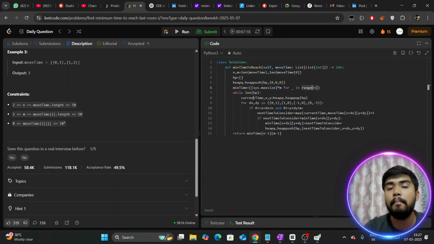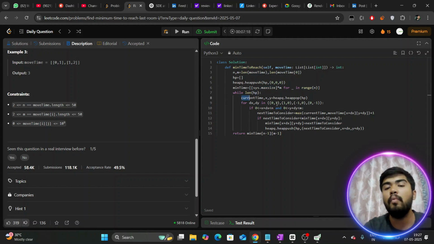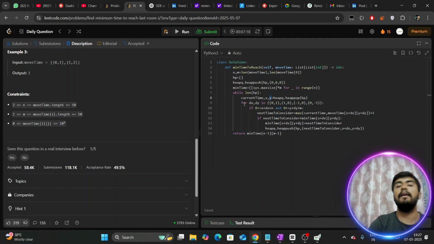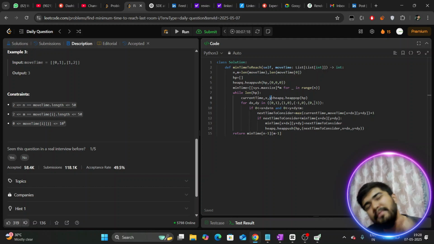And now we are just popping the value. So we are running a while loop while len of HP, right? And we are popping the value with heap queue dot heap pop HP. The first value is the current time. Second one is x, the row number, y is the column number. Now I am iterating over 4 directions. I have to explore the four directions, because all are adjacent. So for dx, dy in 0 1, 1 0, minus 1 0, 1, that is our known template, guys.